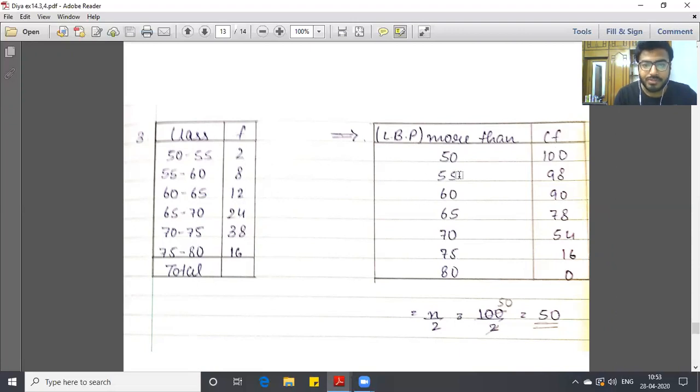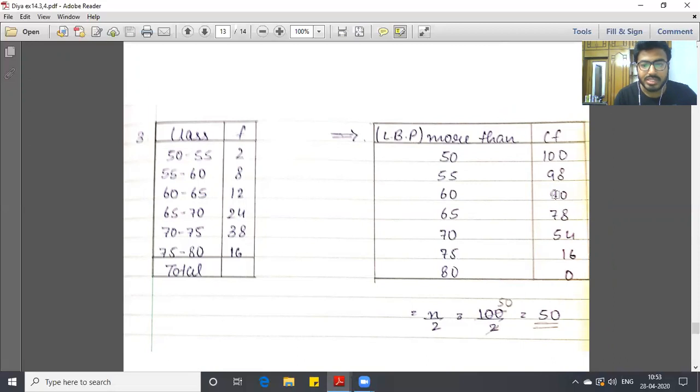More than 55, how many will there be? You have to subtract this 2. So 100 minus 2 is 98. Now more than 60, that means 60 to 65, so you have to subtract this much. 8 plus 2 is how much? 10. So 100 minus 10 is 90, or 98 minus 8 is 90.